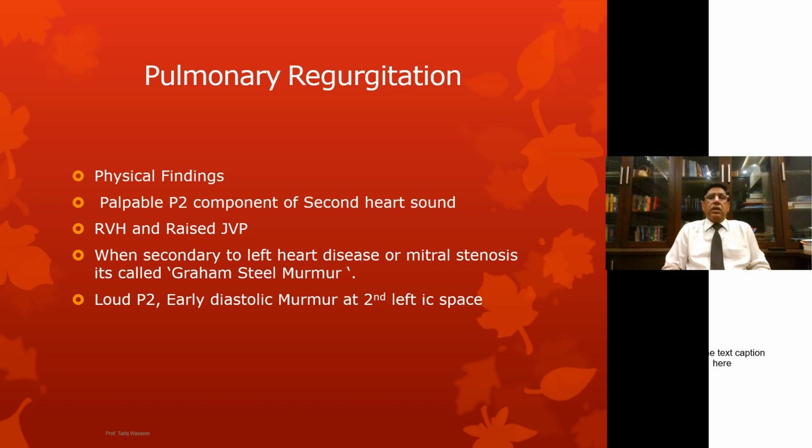Now, when this pulmonary regurgitation is secondary to mitral valve disease or mitral stenosis, it leads on to an early diastolic murmur at the base of the heart, and this murmur is called a Graham Steell murmur. Though P2 would be loud, as I said, an early diastolic murmur at the second left intercostal space would be a more characteristic feature of pulmonary regurgitation.